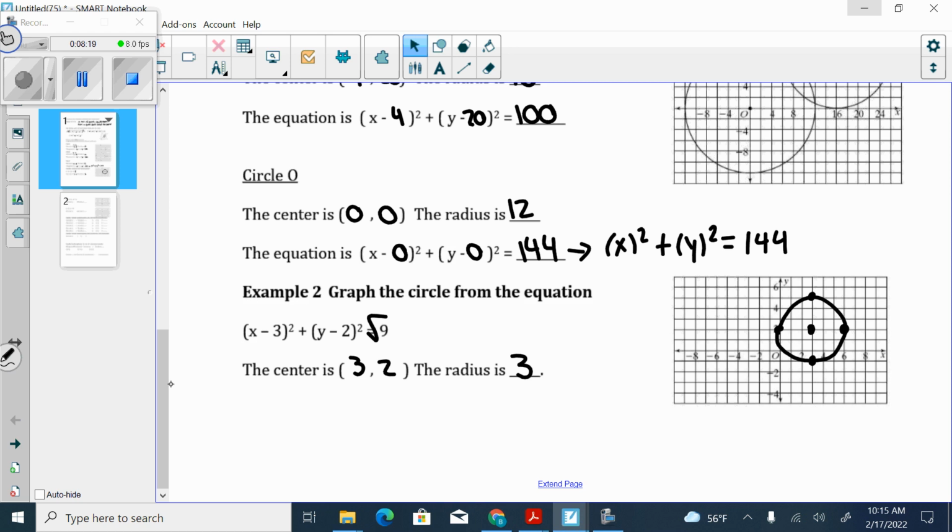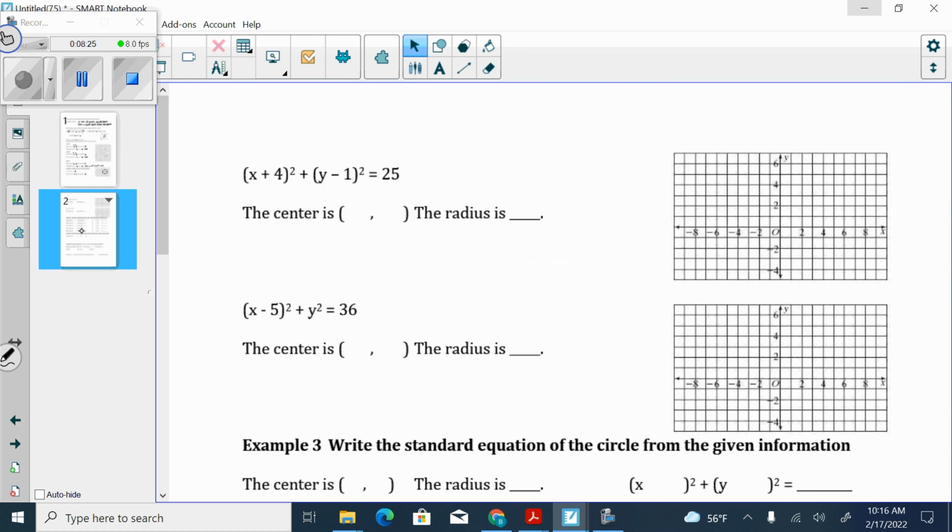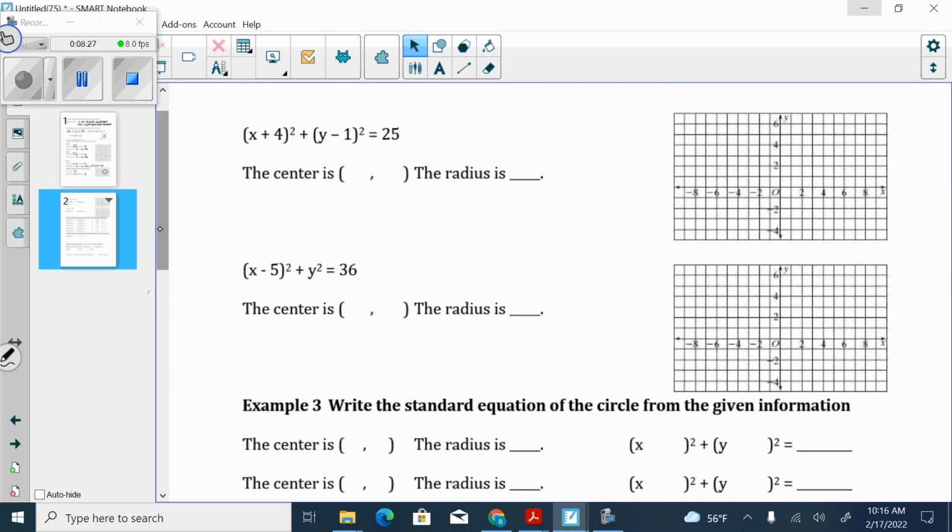All right, flip it over onto the back. I have a couple more like this one for us to do. For this top example, where is my center? Good. And what's my radius? Okay, so I come over here, I plot my center point, and then I count 5 places in a few directions to have my radius.